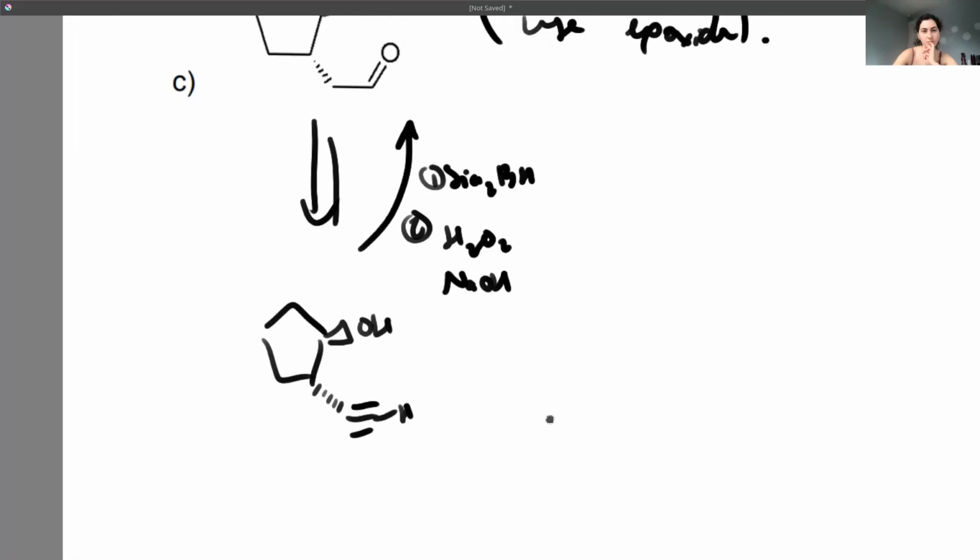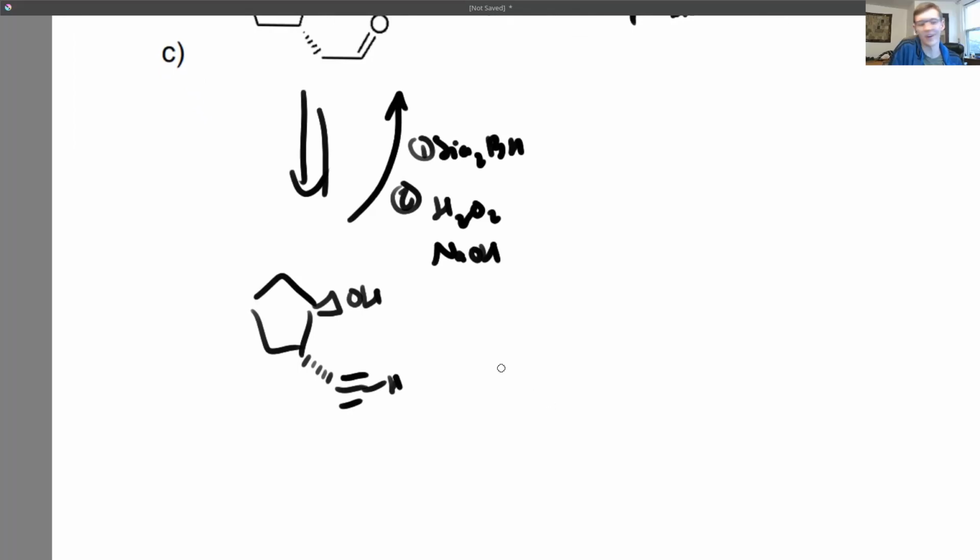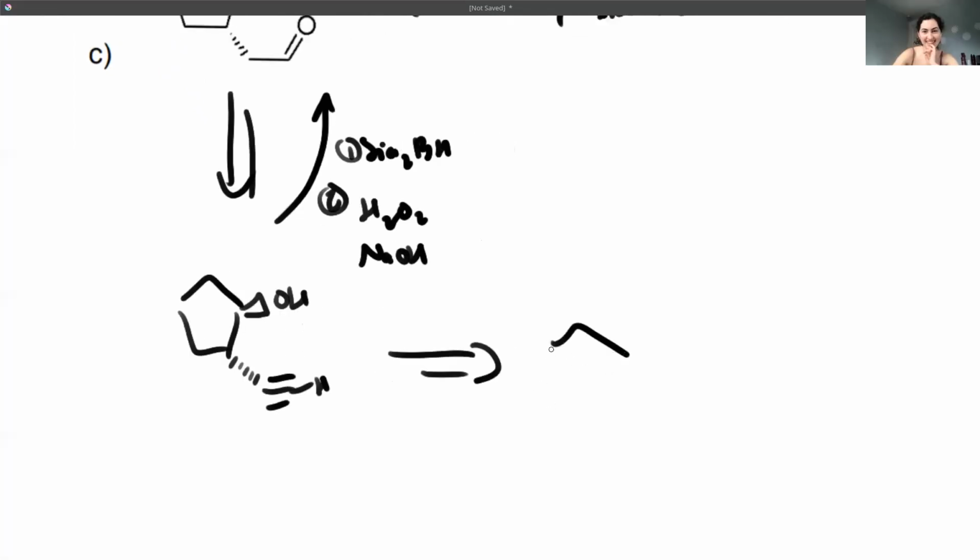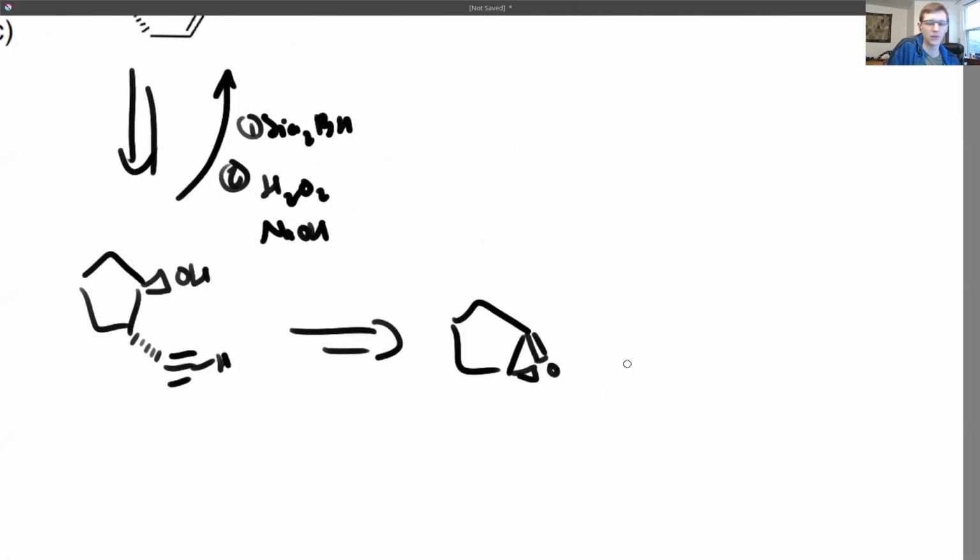SN2. Oh, yeah. Okay. Anyway, for this problem, yeah, we can open this epoxide. Right, like this.